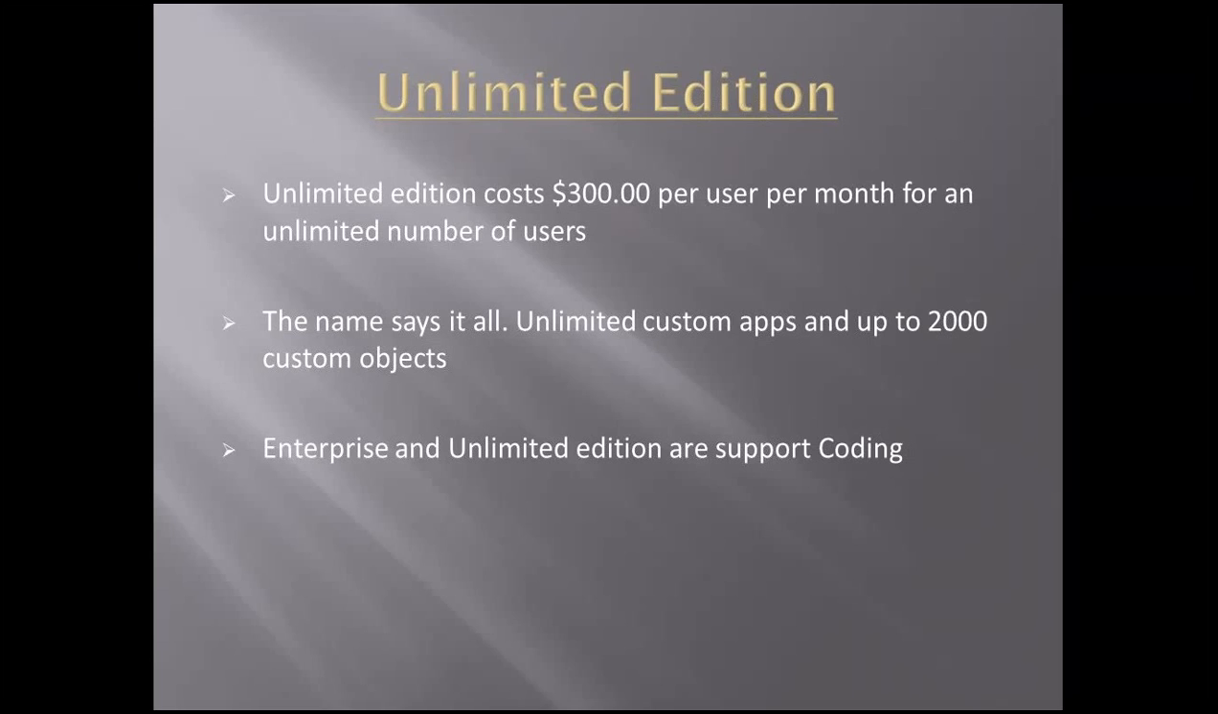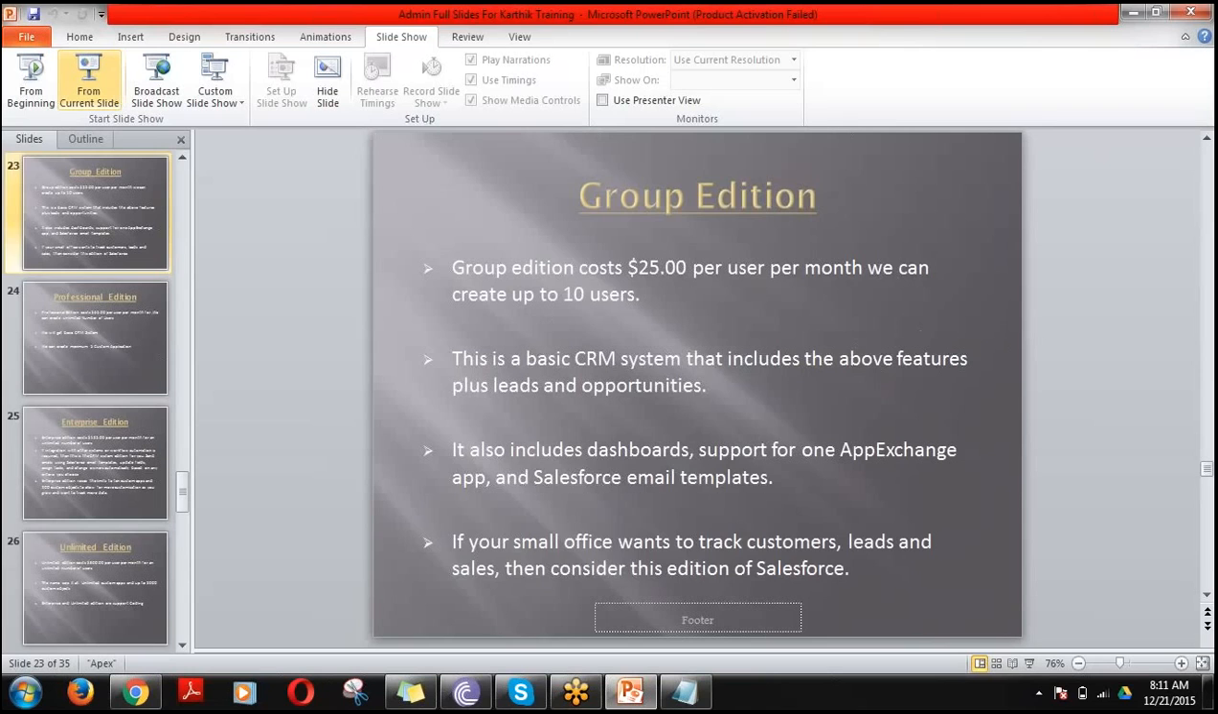After that, we have the Professional edition. Here the Professional edition cost is $65 per user per month. By using the Professional edition, you can create an unlimited number of users, and we will get the CRM system. And one more important point, guys: by using the Professional edition, you can create a maximum of 5 custom applications.